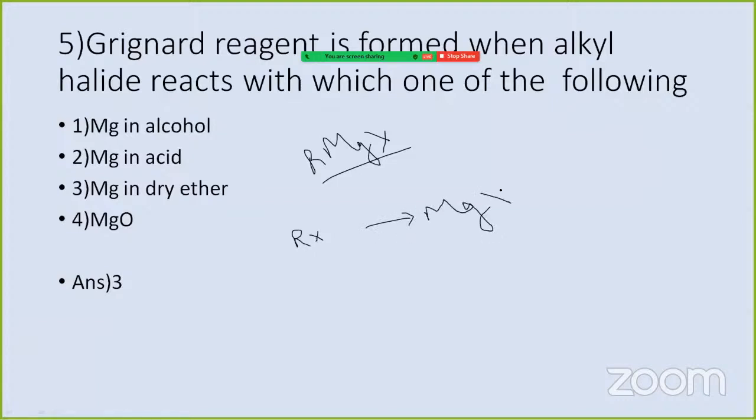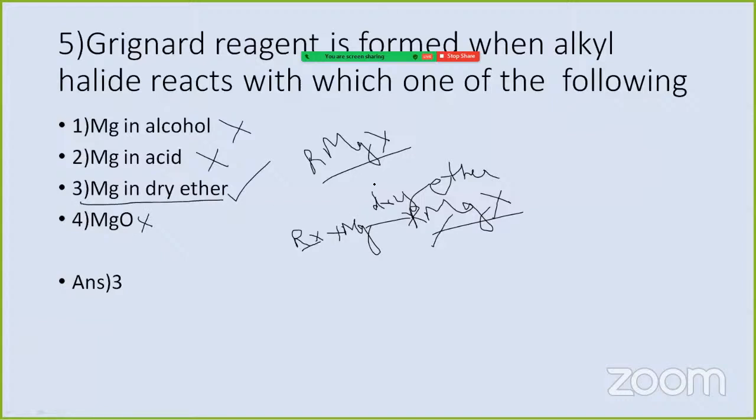So what is Grignard reagent? We know that it is RMgX. From this alkyl halide, I want RMgX, which means treating with magnesium in the presence of dry ether. When you treat alkyl halide with magnesium in the presence of dry ether, we will get Grignard reagent. So which option suits this? Magnesium in alcohol, not correct. Magnesium in acid, not correct. Magnesium in dry ether, yes, this is the right option, because alkyl halide reacts with magnesium metal in the presence of dry ether to form our Grignard reagent, that is RMgX. And MgO is also an incorrect answer. So our answer is the third one, magnesium in dry ether.